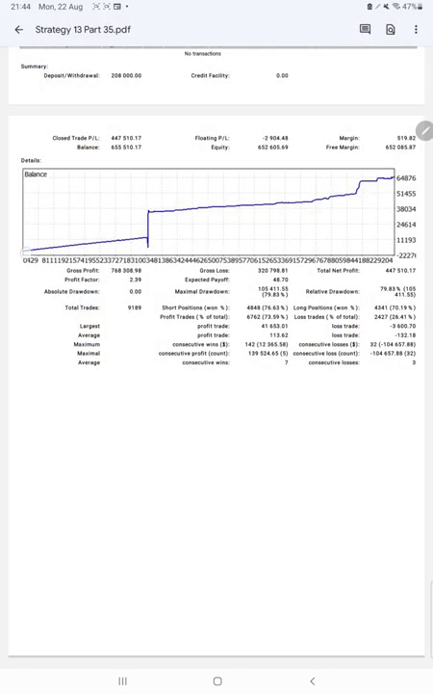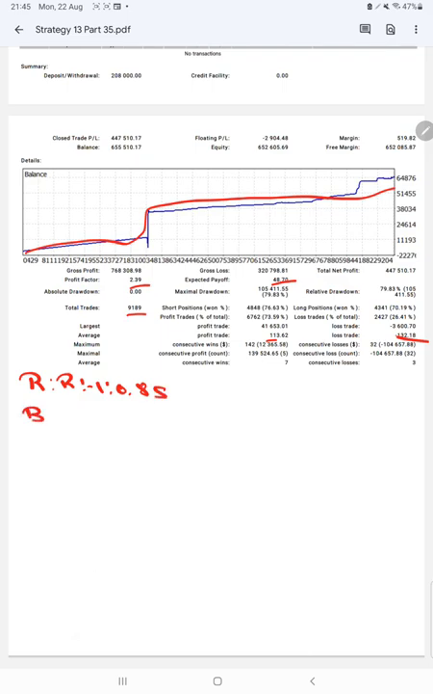We can see the graph, constantly it is growing. The profit factor is 2.39, total number of trades are 9189, expected payoff is 48, average profit and loss is 113 and 132. So the risk reward ratio will be 1:0.85 here, and the break even point for the strategy is 54%.